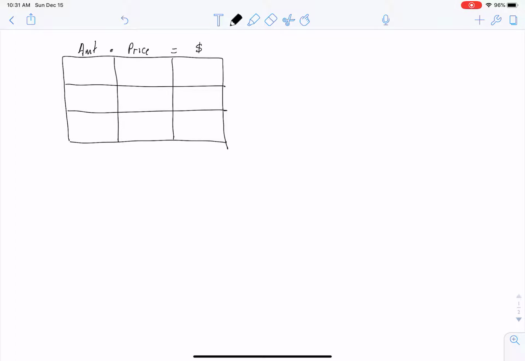Okay, so now we have chocolate worth $1.20 a pound and chocolate worth, okay, so we have two different kinds of chocolate, at 90 cents a pound. So I'm gonna, okay, so this is chocolate one, and this is chocolate two.